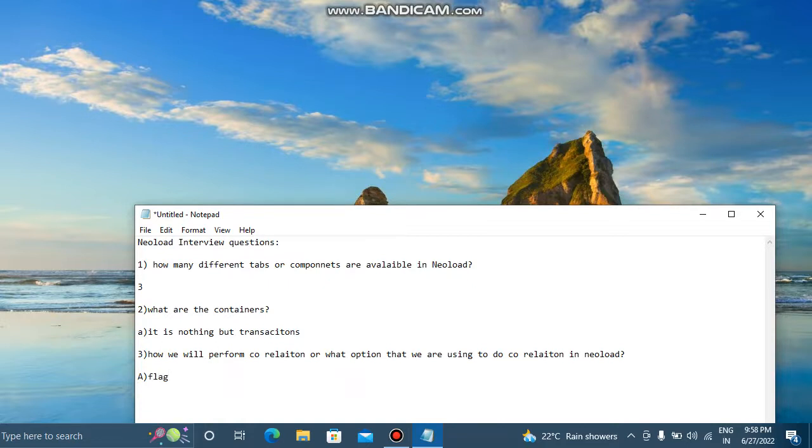And the fourth question: what is user path? Basically, user path is nothing but like a script.